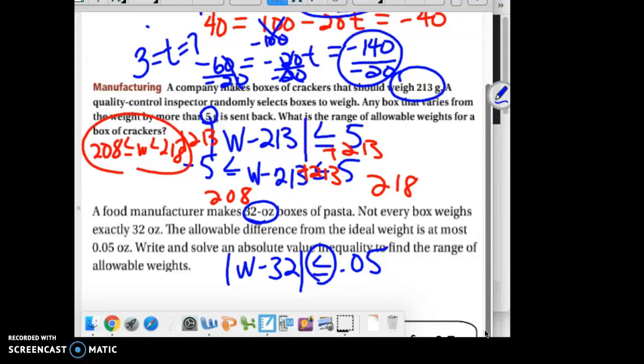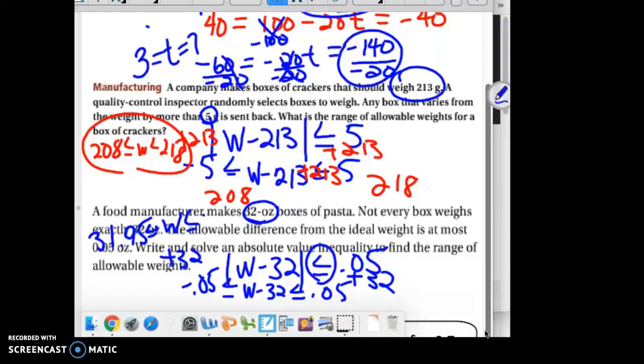And so I'm going to start off, and I'm going to put the W minus 32. And I'm going to put the above by 0.05 here and below by 0.05 here. And I think you can see what I'm going to do. I'm going to add the 32 here, and I'm going to add the 32 here. So really, I'm taking off 0.05 on the bottom side. So I'm going to be at 31.95 on the bottom for a weight. And at the top, I'm going to add it on. I'm going to be at 32.05. Okay, so let's try another one.